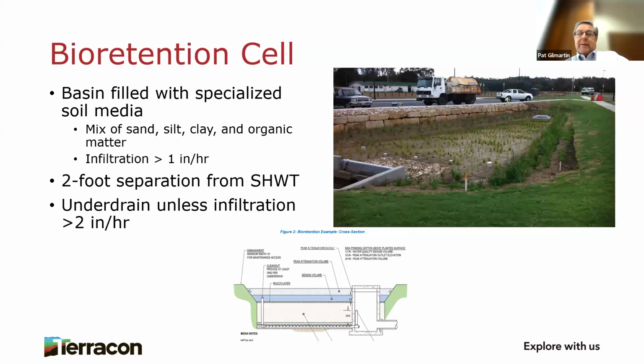A bioretention cell is a basin that's filled with specialized soil media and plants, which remove the nutrients and other pollutants from the stormwater. The soil media is a homogeneous mixture of sand, silt, and clay, and organic matter, sometimes pine bark fines, and it needs to have a minimum infiltration rate of about 1 inch per hour. Bioretention cells require a minimum of 2-foot separation from the seasonal high water table in order to stay dry in the long term. Obviously, they're wet when the stormwater goes through them, but in the long term, the intent is that they stay dry. Bioretention cells require underdrains unless the infiltration rate of the underlying soils is more than 2 inches per hour.